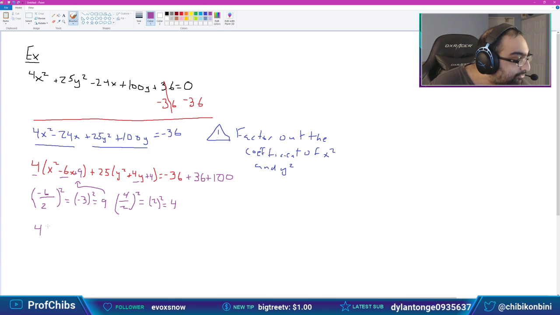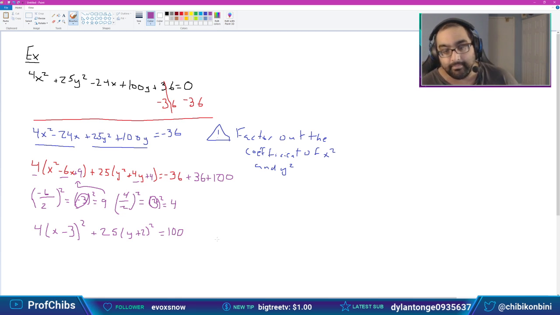So here we have 4. And if we go ahead and factor this out, we're going to get x minus 3 quantity squared. Again, no reason to guess what this factors to because it always factors to x plus whatever this number is on the inside of these parentheses after dividing by 2. So plus 25. Y plus 2 squared equals 100.